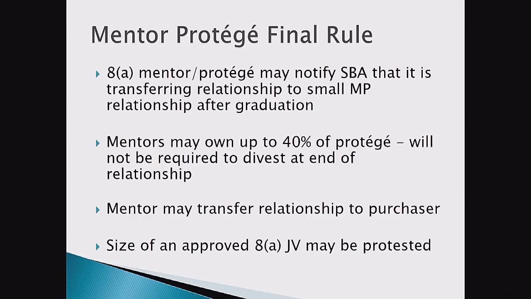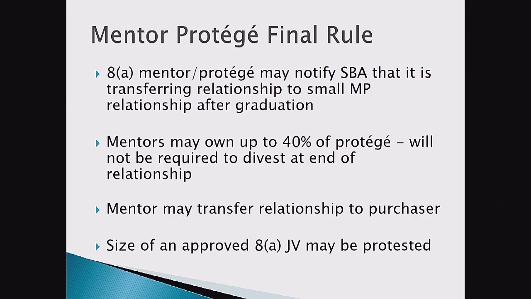If you're in the 8A program and you have a mentor-protégé relationship, you can transfer that to the all small. There is a way for a mentor to own up to 40% of a protégé. We clarified that a mentor can transfer a relationship to a purchaser. And of course, the size of a joint venture can still be protested. So even though SBA has approved it, this causes a lot of issues out there.